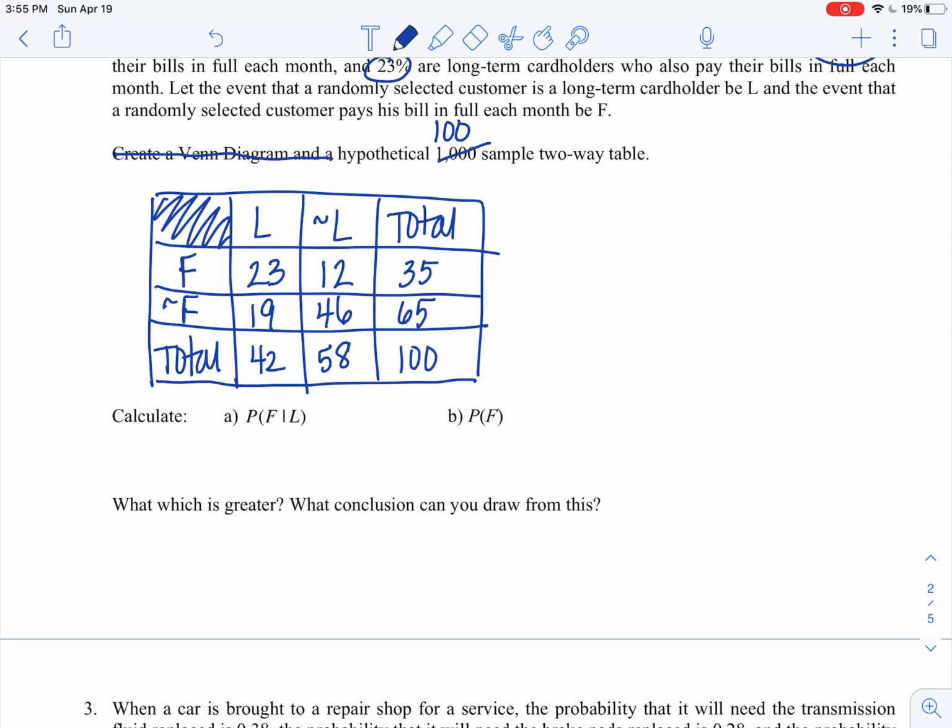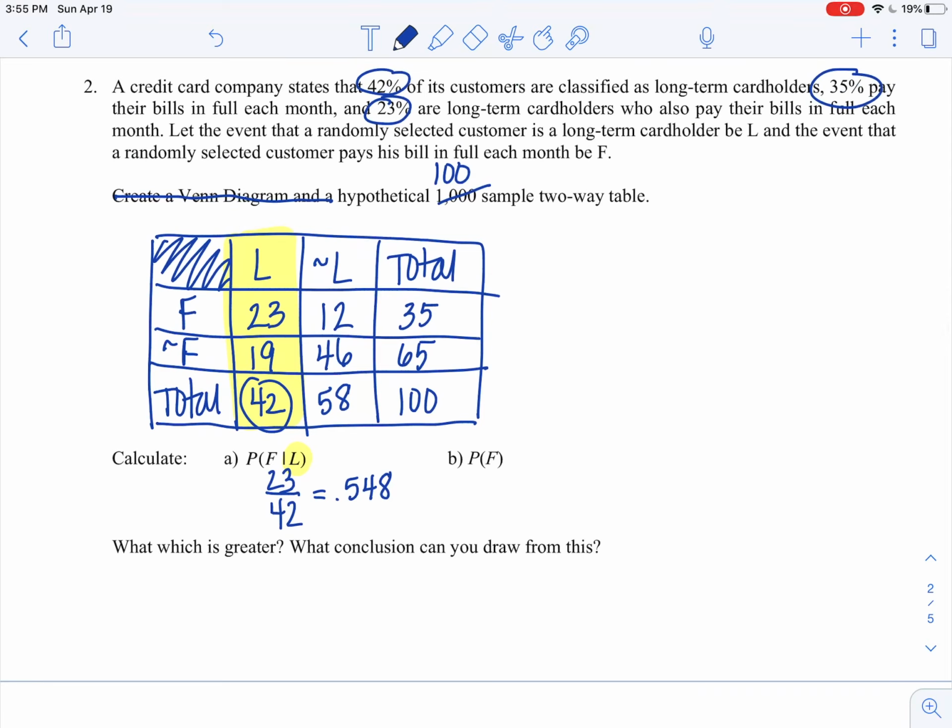So it says calculate P of F given L. Given L means you're focusing just on that L column or row. So the total in that would be 42 people. Out of these 42 long-term cardholders, what are the chances they pay their bill in full every month? 23 out of those 42, which comes out to be about 0.548. As opposed to just the chances of someone paying their bill in full every month. The chance that someone paid their bill in full every month was 35%, so 0.35.